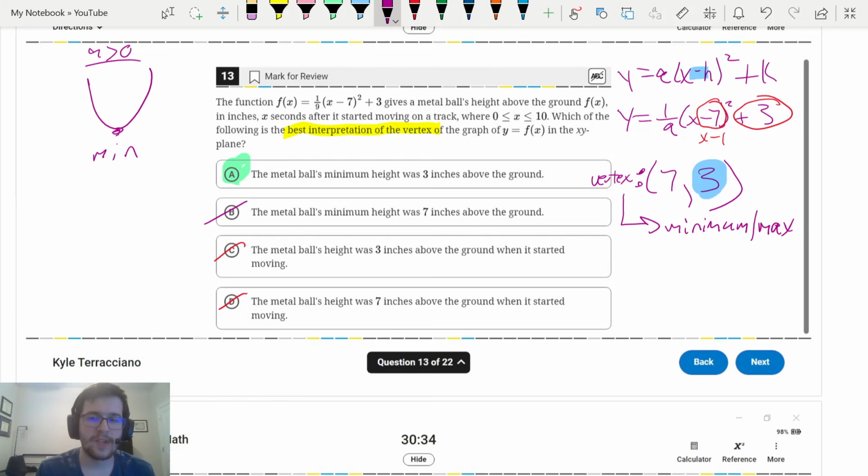the 3. So anytime you hear the word vertex, you should be thinking min or max. So we figured out it's a minimum. So we know the question has to mention minimum. And then the minimum height is the y value, which is 3. Great, let's keep going.